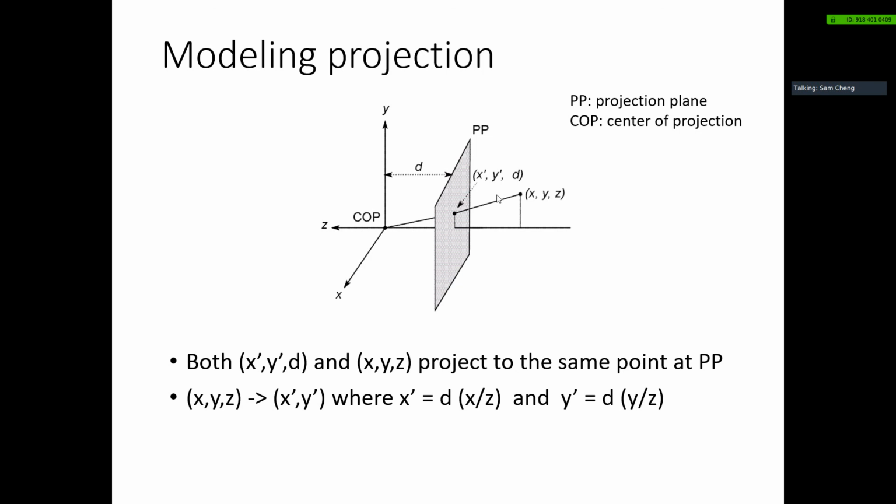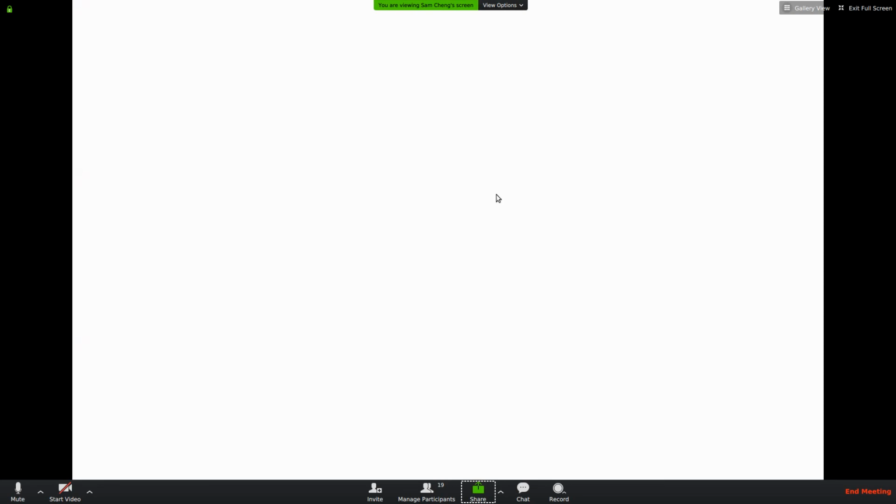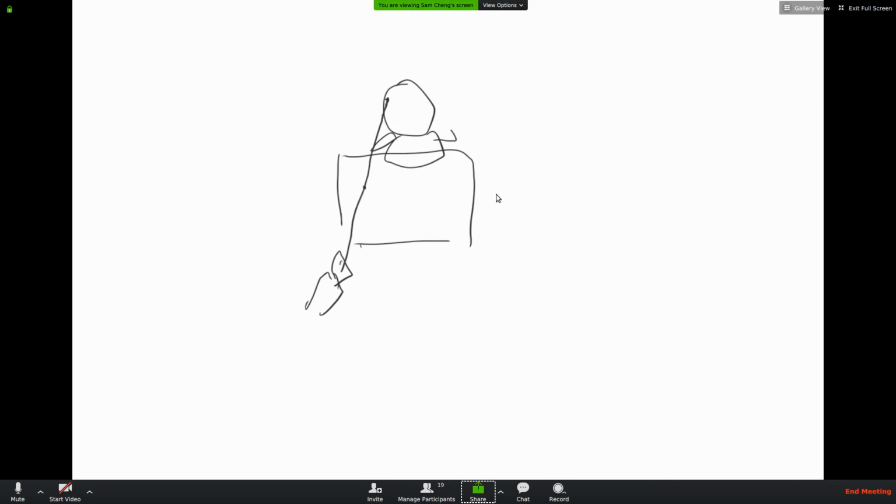Let me try to draw this. So what I mean is, you have some objects here, and you're seeing them with a camera looking from here, right? Then basically you have a virtual plane, something like what you see, and a point is projected to something here.